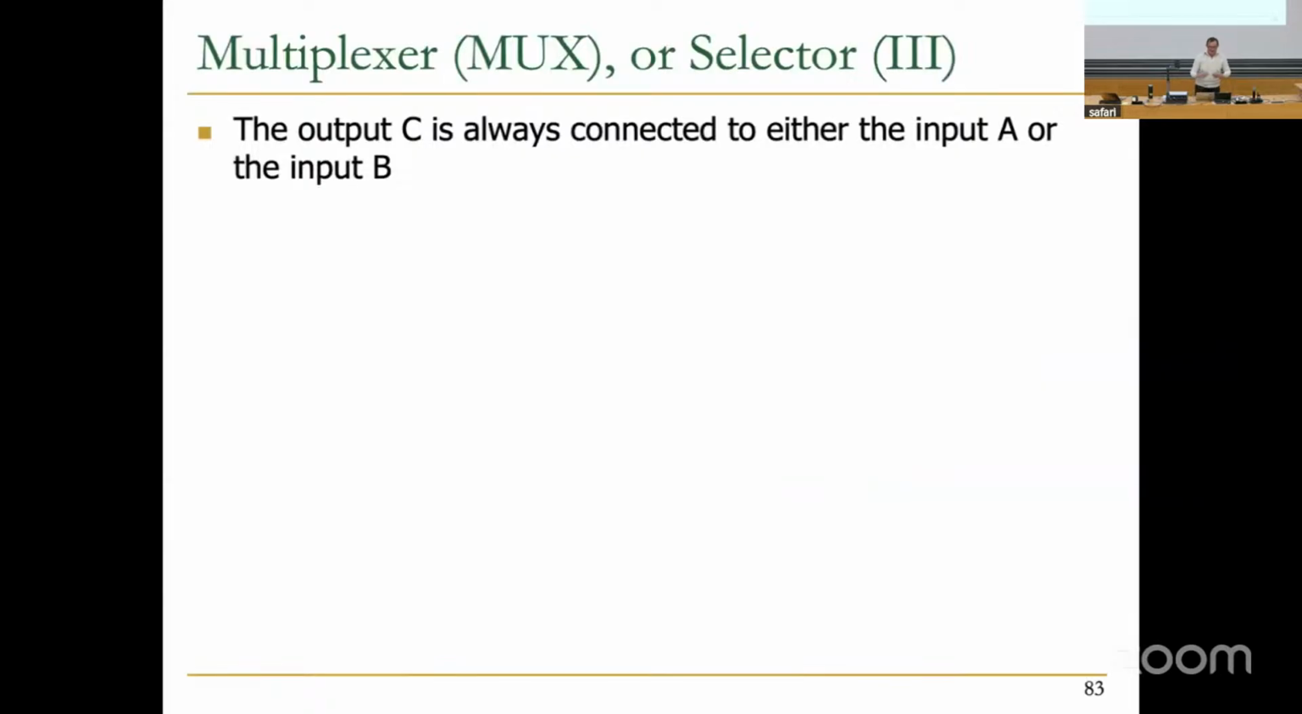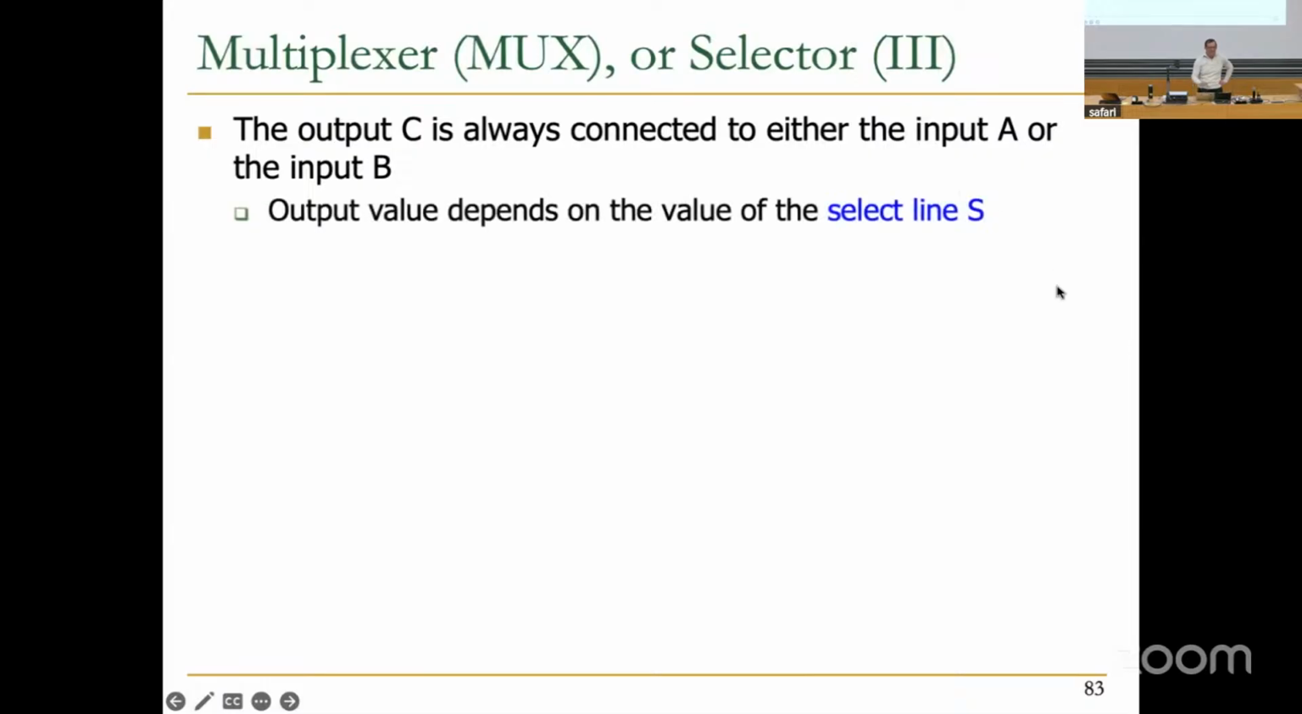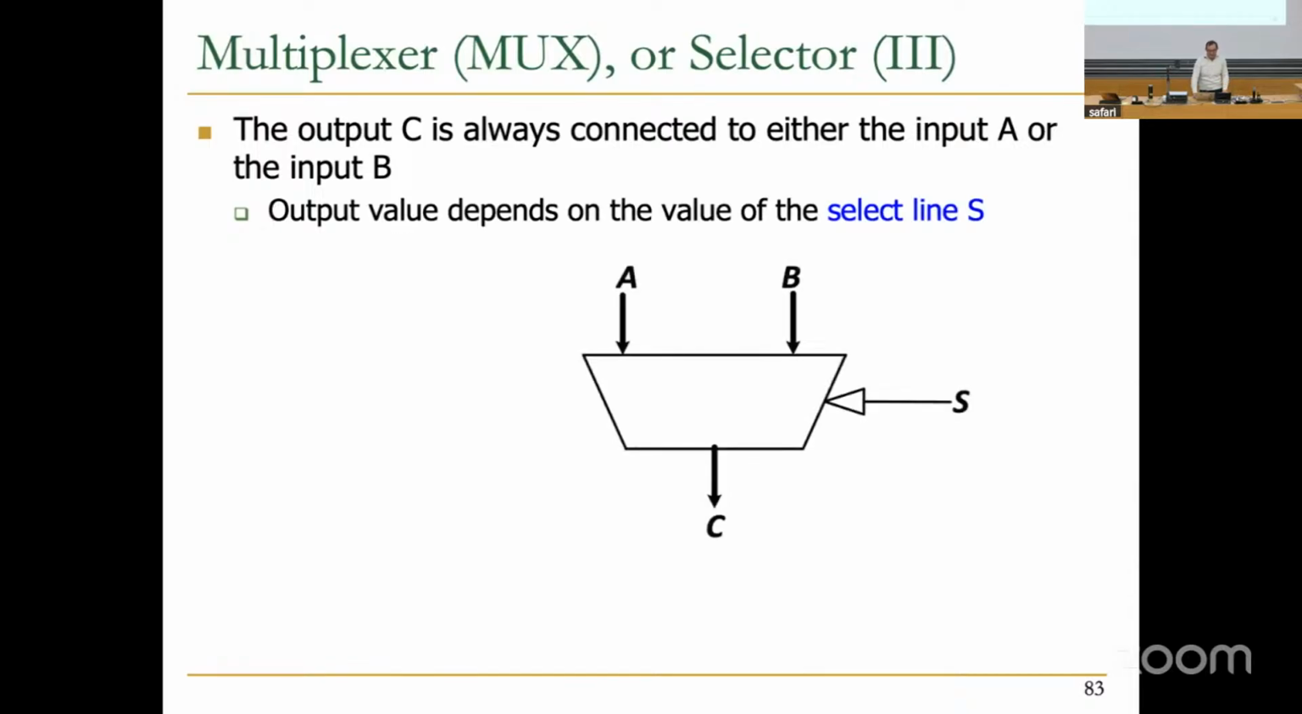We already said this, but the output C is always connected to either input A or input B. The output value depends on the select value or select line, also called S. So this is another pictorial way of looking at it. Select lines are usually shown as control lines, at least usually, this is not always the case, but Patt and Patel do a good job, and I think Harris also does a good job, with an empty arrow. Whereas data lines are usually shown with darker arrows like this over here. Here it's white, here it's black. So this is the select or control line, and this is the data lines.